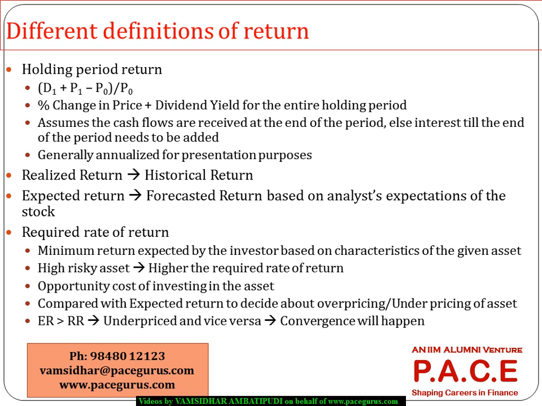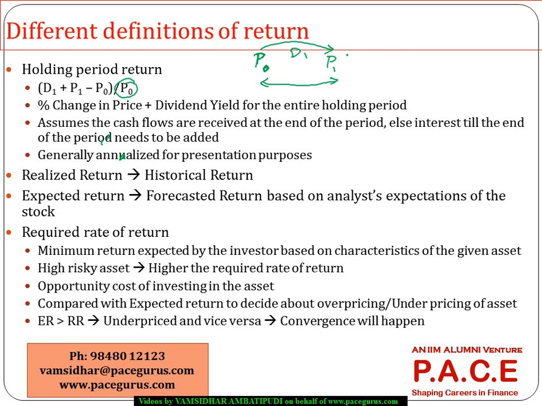So when we talk about the return, we use different definitions, starting with a holding period return. So let's say I have purchased a security long back at some P naught, and today the price of it has become P1. I don't know how much time has passed between this and this. Some time back I have purchased the security at P naught. Today the price of it is P1, but in the meanwhile this security has given me some kind of benefits, and let's say that benefit during this period is D1.